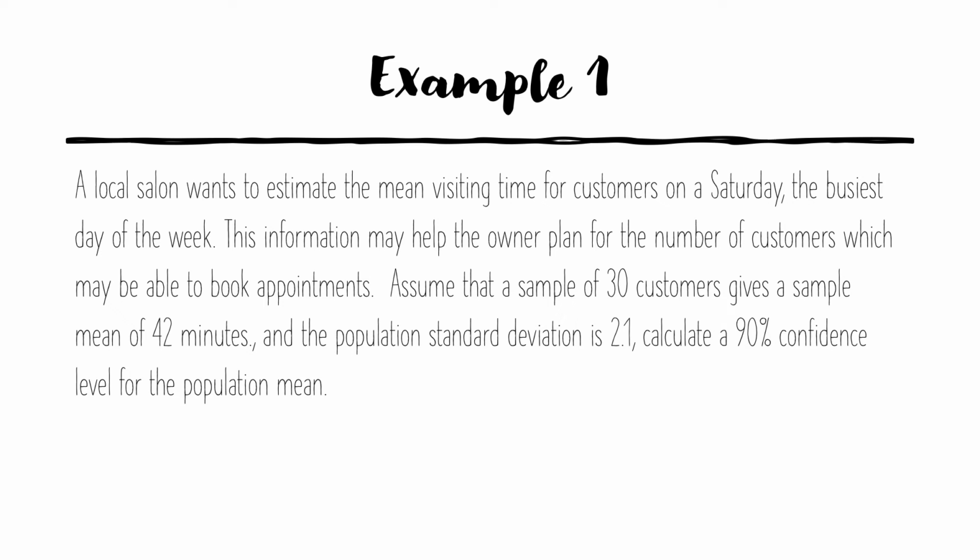A local salon wants to estimate the mean visiting time for customers on a Saturday, the busiest day of the week. This information may help the owner plan for the number of customers which may be able to book appointments. Now, assume that a sample of 30 customers gives a sample mean of 42 minutes and the population standard deviation is 2.1. Calculate a 90% confidence level for the population mean. So we don't want to say that the population mean is going to be the sample mean. We want to say that it's going to fall between 2 points.